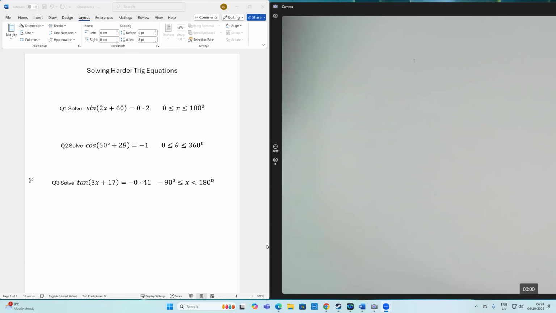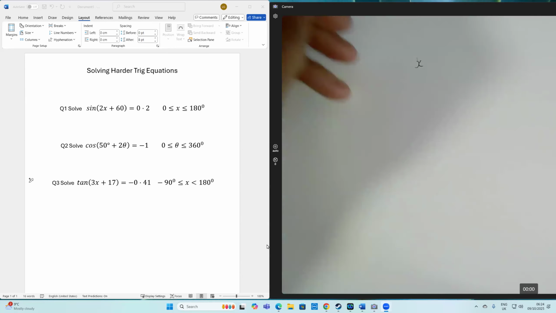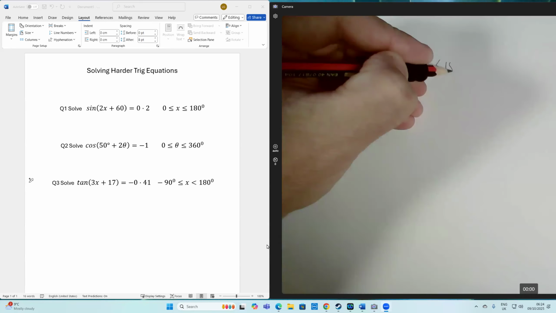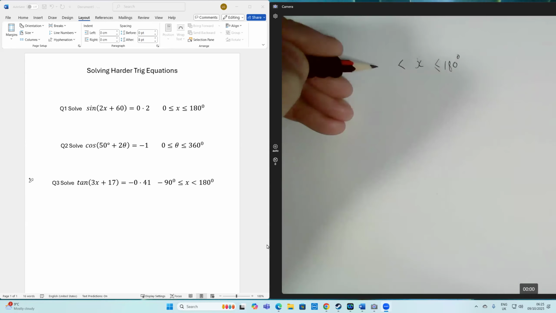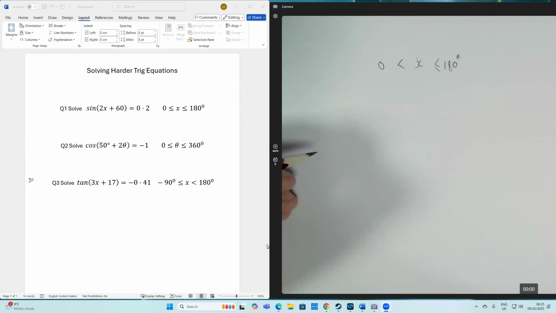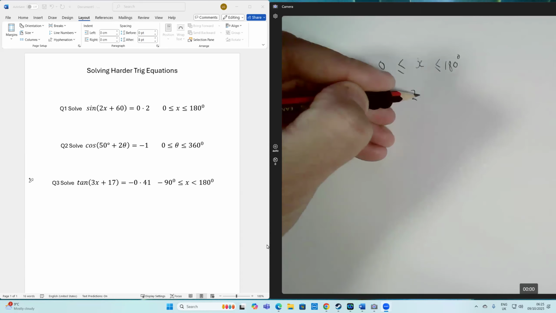Hello everyone, in this video we're going to be looking at solving harder trig equations, which is a really important key skill. Now the first thing to do is to look at the initial range of values that the question is asking for. So the initial range of values that the question is asking for in question 1 is that x is less than or equal to 180 but greater than or equal to 0. And so we need to change this range of values to reflect that in the question.